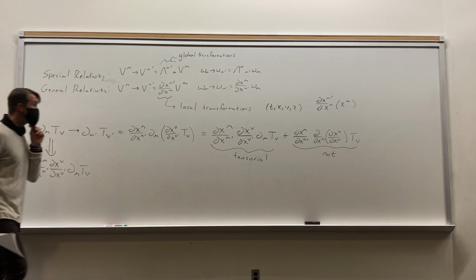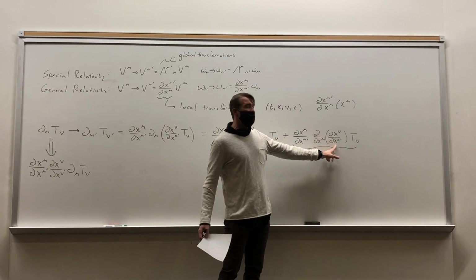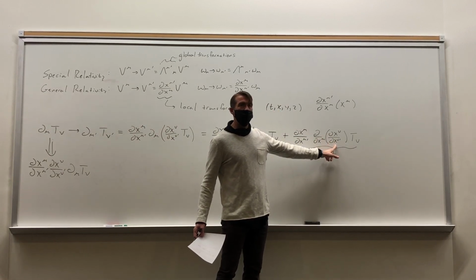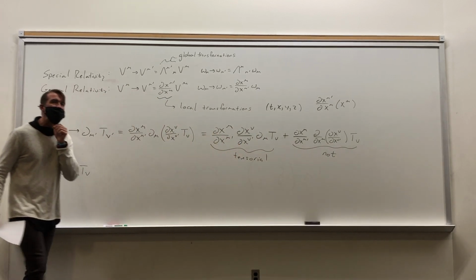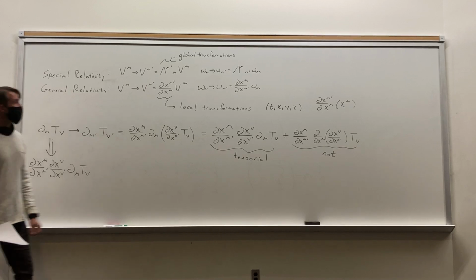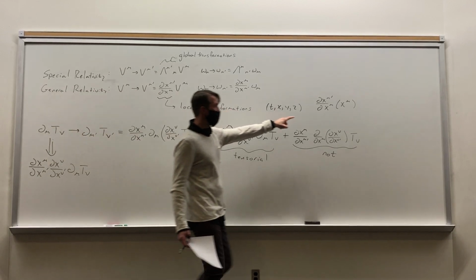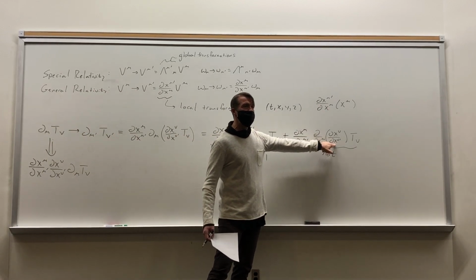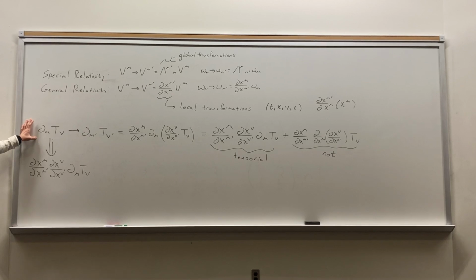That is why in special relativity, this is a tensor. In special relativity, the derivative of a tensor is a tensor, because these matrices are just constants, so this derivative is 0, and the transformation of this is just the tensorial part. However, if you are doing general coordinate transformations where this can be a function of where you are, then this derivative is not 0. So this thing is not a tensor.